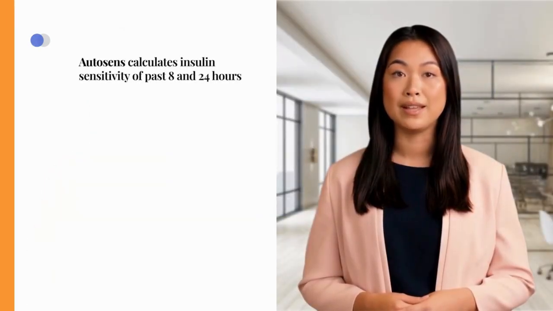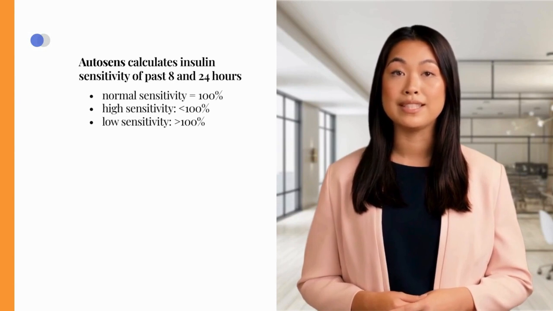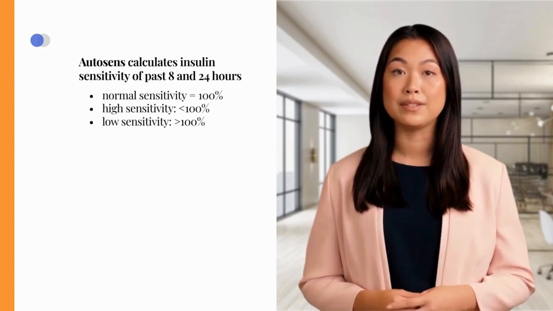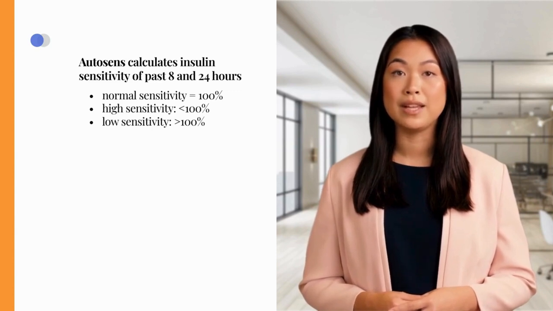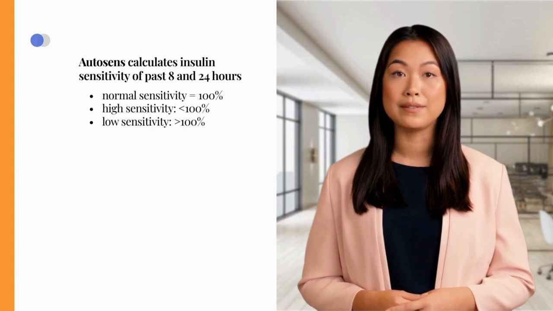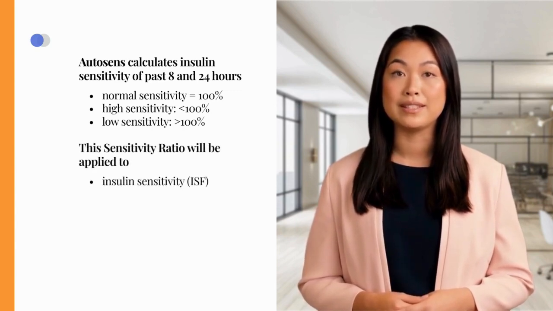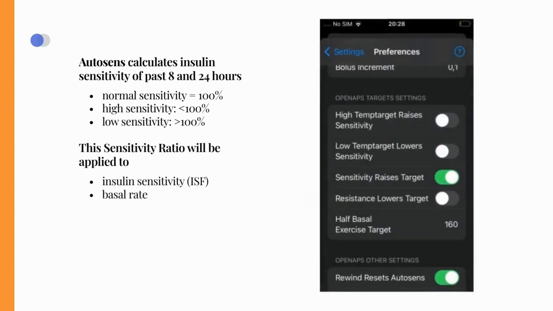iAPS also uses an autosense feature which increases or decreases the insulin delivery based on the user's insulin sensitivity over the past 8 and 24 hours. It calculates a percentage that reflects how the insulin sensitivity in the past hours differs from the currently set sensitivity, and uses that percent to adjust your insulin sensitivity and basal insulin rate. The autosense function can also be applied to the target value, adjusting it based on the calculated sensitivity ratio.